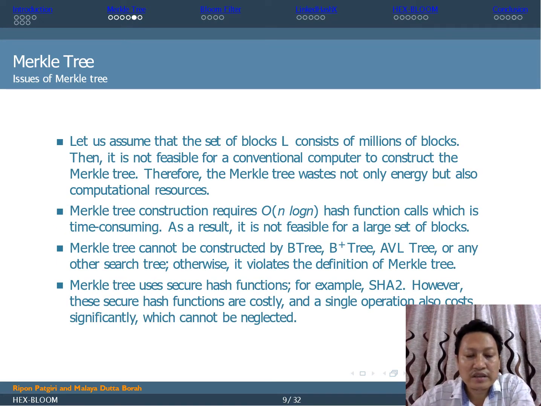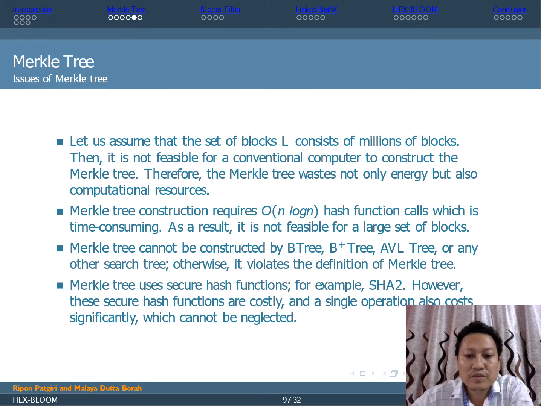So the key issue of Merkle tree is this: let us assume that the set of blocks L consists of millions of blocks. Then it is not feasible for a conventional computer to construct a Merkle tree. Merkle tree construction requires O(n log n) hash function calls, which is time consuming. As a result, it is not feasible for a large set of blocks.